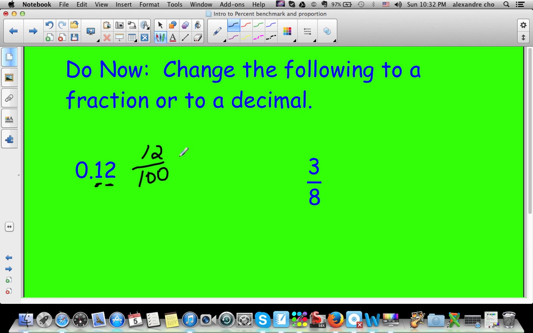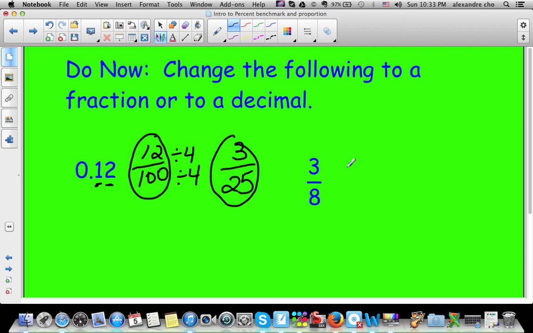Hopefully you simplified. You can divide top and bottom by 2 if you can't think of the largest number that goes into both. In this case, it was 4, so you can divide top by 4 and bottom by 4. And 12 divided by 4 is 3, and 100 divided by 4 is 25. Final answer, 3 over 25. So 0.12 as a fraction is 12 over 100, but that can be simplified to 3 over 25. Next, 3 over 8. How do we change that to a decimal?